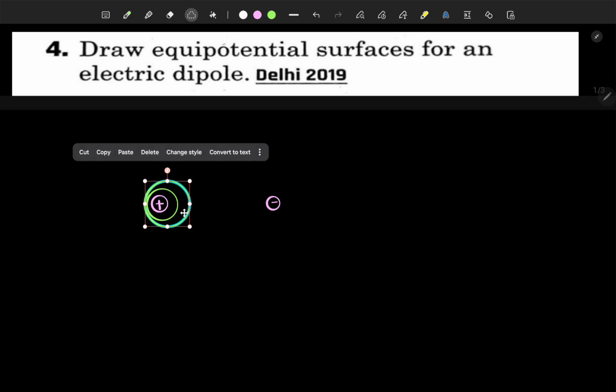EPS, they do not intersect with each other. You have to draw the diagram in a very systematic manner.